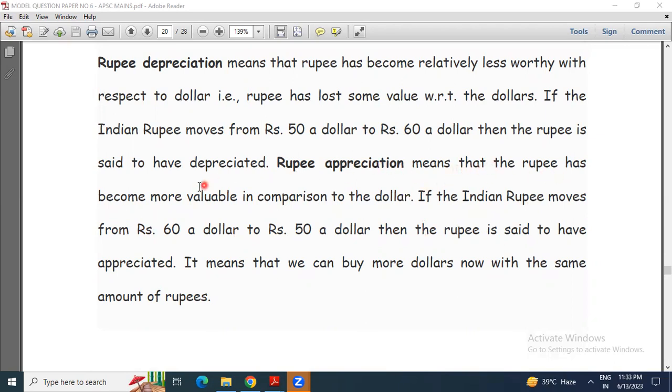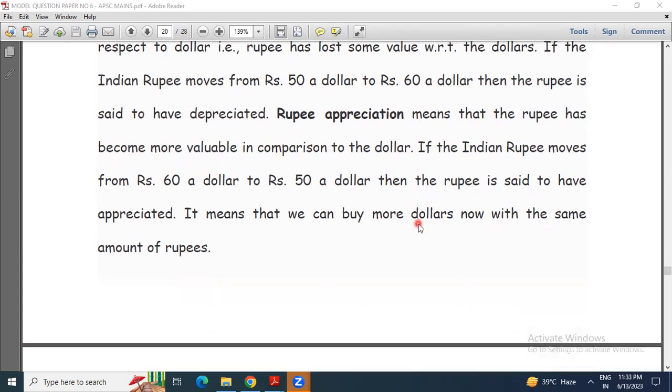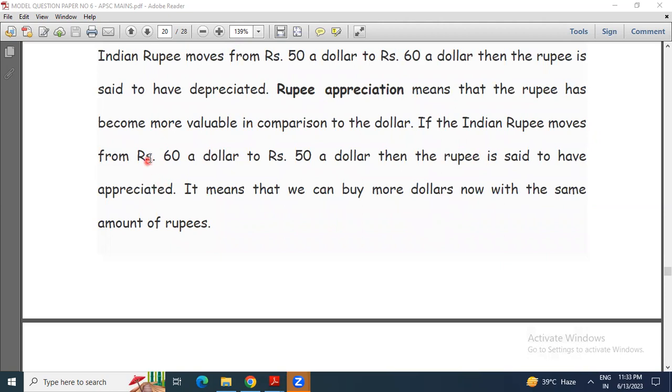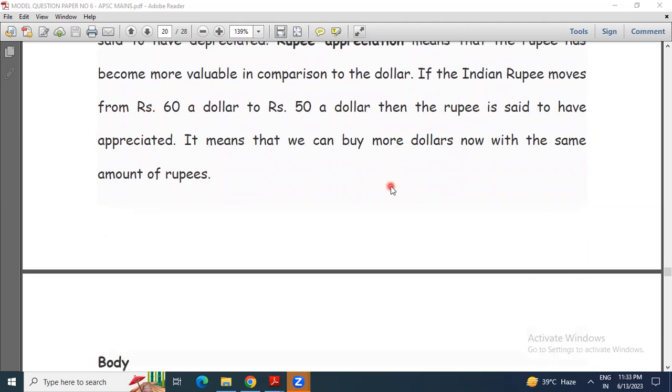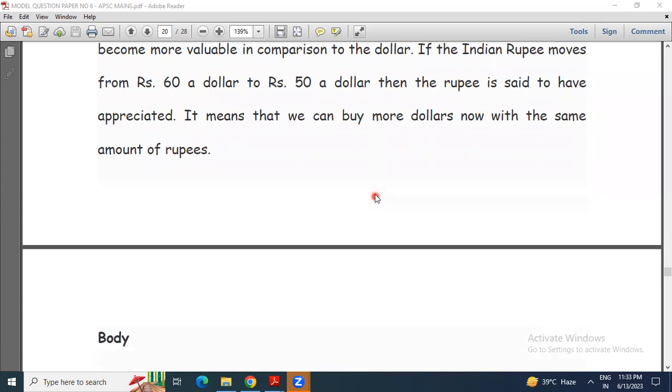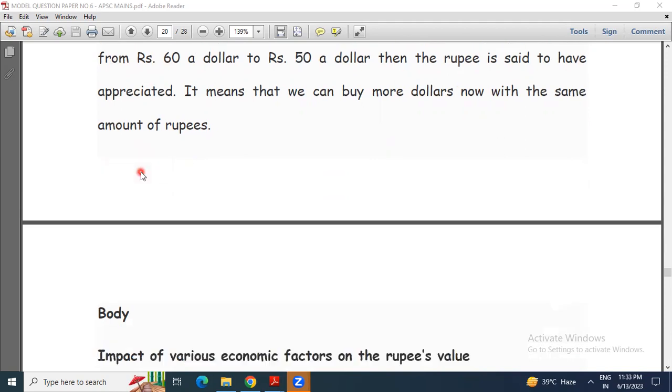Appreciation means that the rupee has become more valuable in comparison to the dollar. If the Indian rupee moves from rupees 60 a dollar to rupees 50 a dollar, then the rupee is said to have appreciated. It means that we can buy more dollars now with the same amount of rupees. That is the main thing. Now, if appreciation happens, then what happens? With the exact same amount, we can buy more dollars.